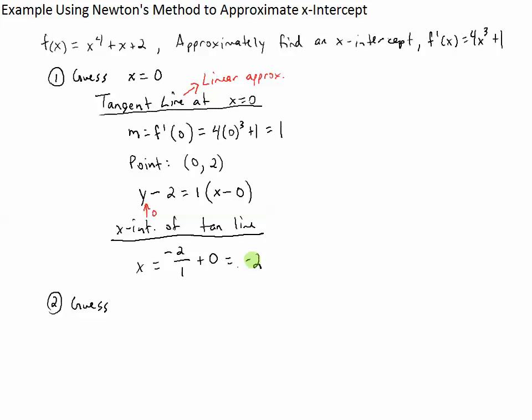Okay, step 2. We would guess. This is our new guess for the x-intercept of the function, right? So our goal is to keep finding the x-intercepts of the tangent lines and use those to be our guess for the x-intercept of the original function. So guess x equals -2. And then we repeat. We look for the tangent line so we can get the x-intercept of it.